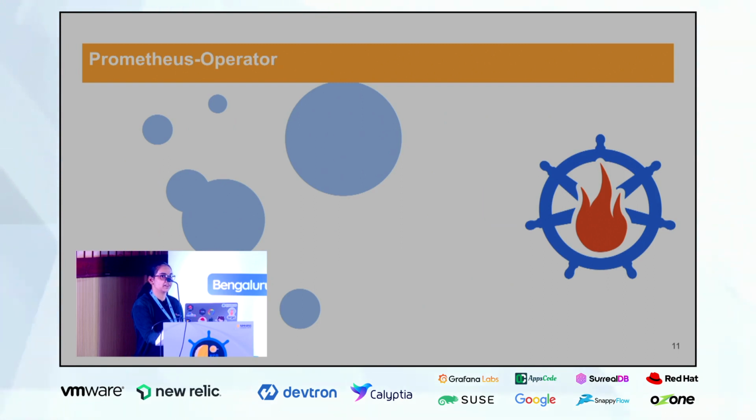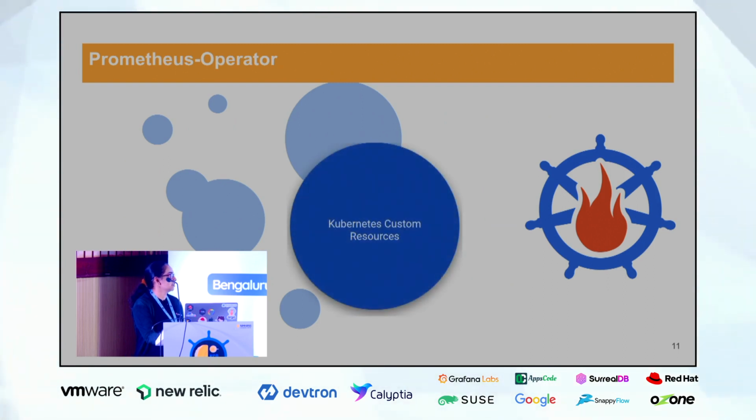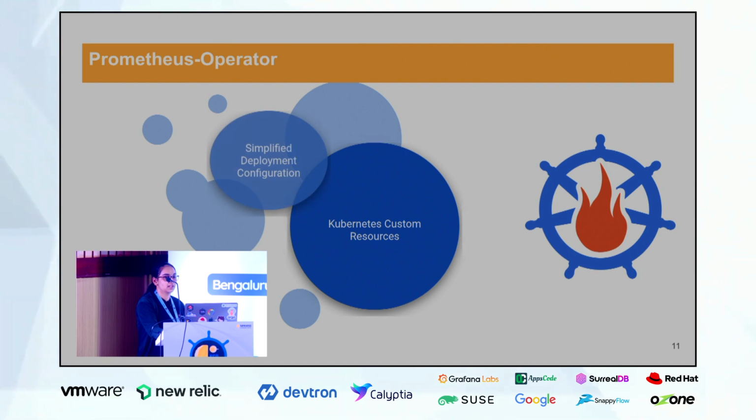So how can Prometheus Operator help you here? It is based on Kubernetes custom resources, so it is a Kubernetes native way. You can declare what config is needed for your Prometheus, and the operator will take care of deploying it. So it's like a simplified deployment configuration, you can say.